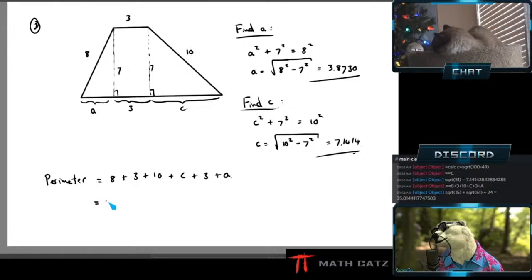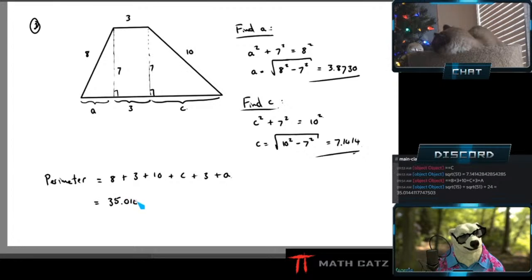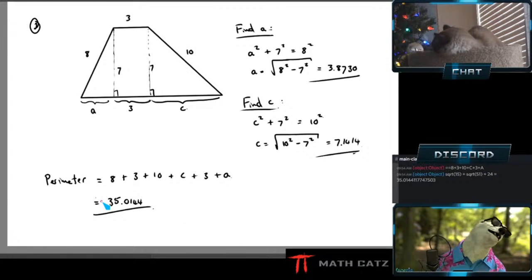And we get 35.0144, rounded to 4 decimal places, which was just my choice. I pretend the question said 4, so I practice my rounding where I can. So I think when it comes to perimeter, we don't need more examples.